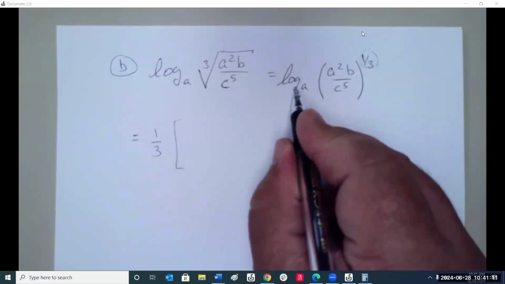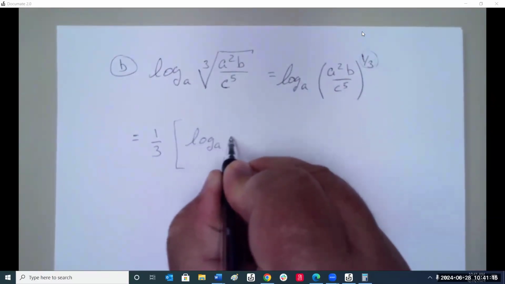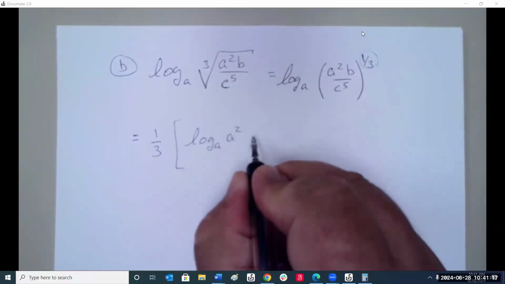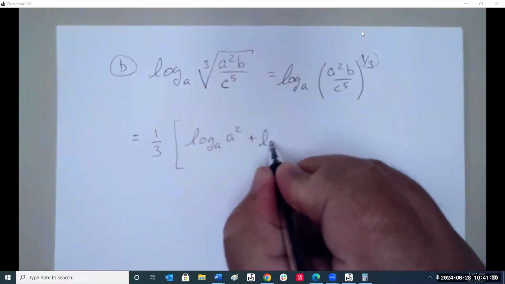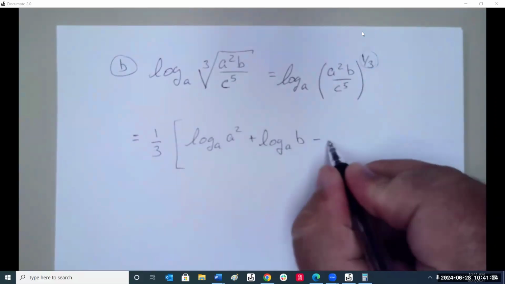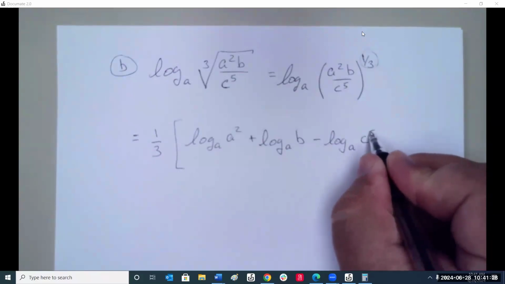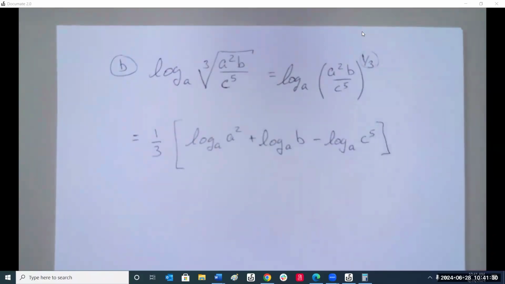So now we take log base A of A squared plus log base A of B minus log base A of C to the fifth. Would that first term be two? Yes.